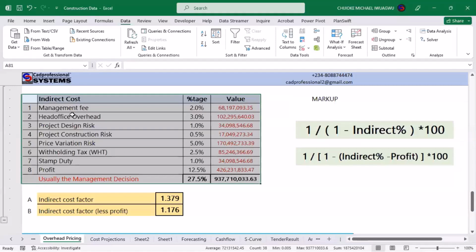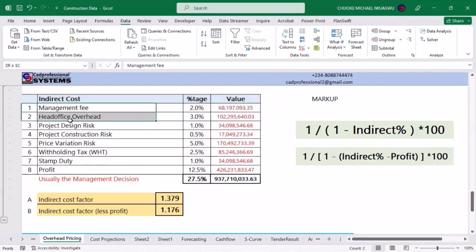So if you look at the categories that we have here, we have management fee, head office, project design risk, project construction risk, price variation risk, withholding tax, stamp duty, and profits. Now, if you look carefully, you discover that it's not all of them that are your money. Management fee is not your money. Even though you're the contractor, the management fee is actually expended on managing the project, so it's not per se your money. The one that is actually your money is the one that you call profits.